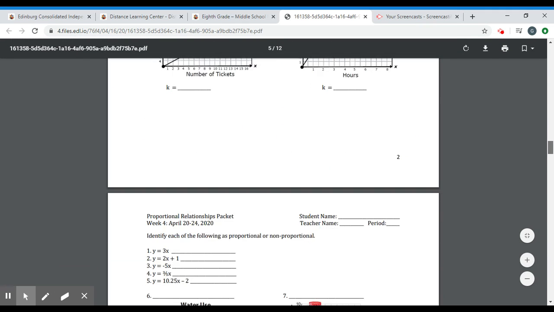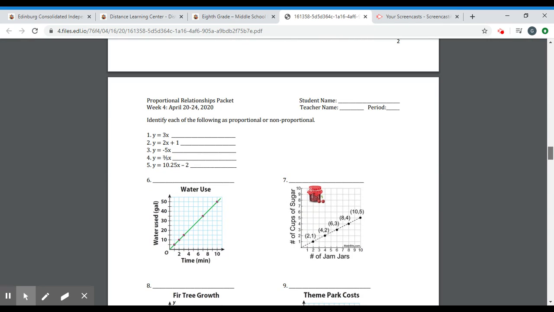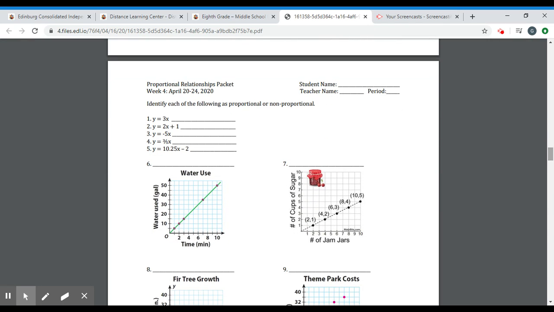Let's scroll down here. Now, here we have equations. Now, on the equations, however, look at what it's asking us up here. They're asking us to identify. They want us to identify if it's proportional or non-proportional. So this is where we got to be careful. Now, how can we tell from an equation if it's proportional or non-proportional?